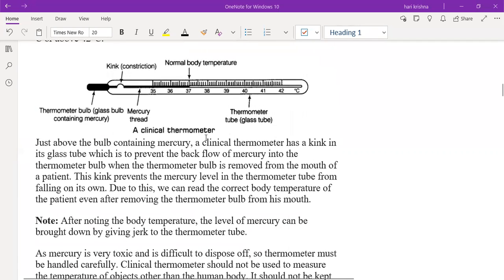So that's what is given in the explanation here. Just above the bulb containing mercury, a clinical thermometer has a kink in the glass tube, which prevents backflow of the mercury into the thermometer bulb. So when the thermometer bulb is removed from the mouth of the patient, the kink prevents the mercury level in the thermometer tube from falling on its own. Due to this, we can read the correct body temperature of the patient even after removing the thermometer bulb from his mouth. Clear? Yes, sir.